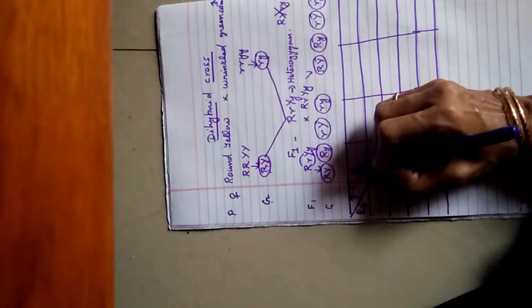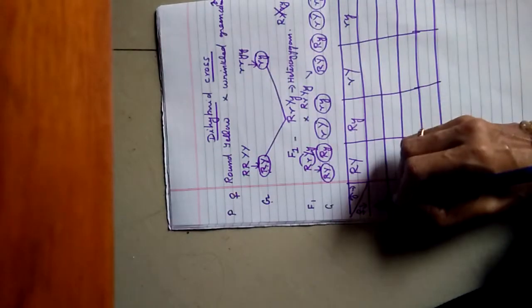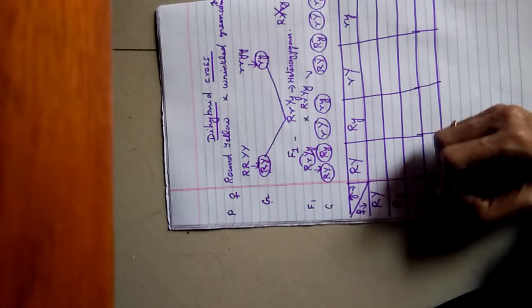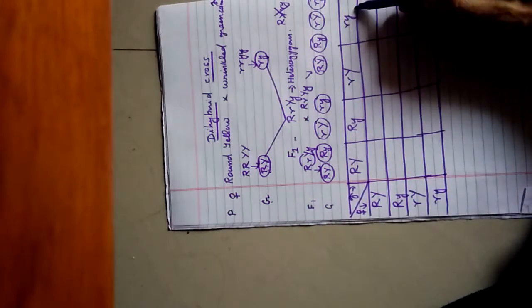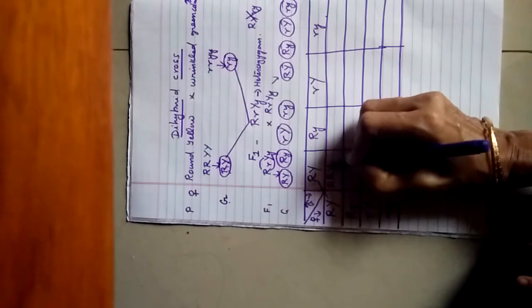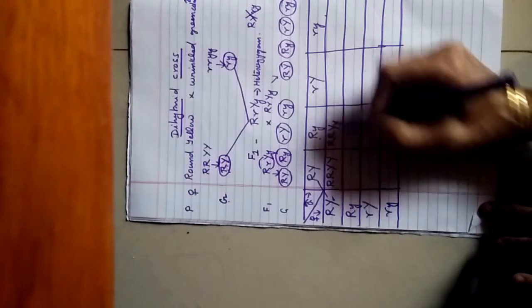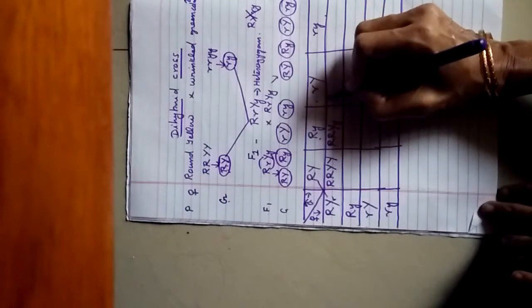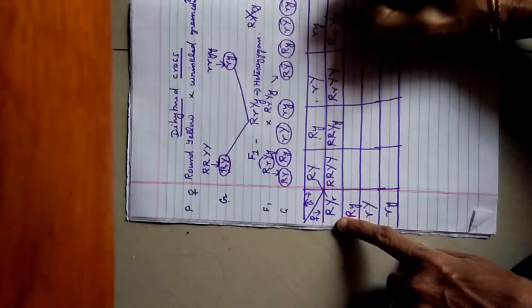First one capital R, capital Y; capital R, small y; small r, capital Y; small r, small y, and the same on the other side. So one side we have written the gametes of the male parent, the other side the gametes of the female parent. So how to cross now? First this two: capital R, capital R, capital Y, capital Y. Now this one with this: capital R, capital R, capital Y, small y. Now this with this one: capital R, small r, capital Y, capital Y. Last one: capital R, small r, capital Y, small y.